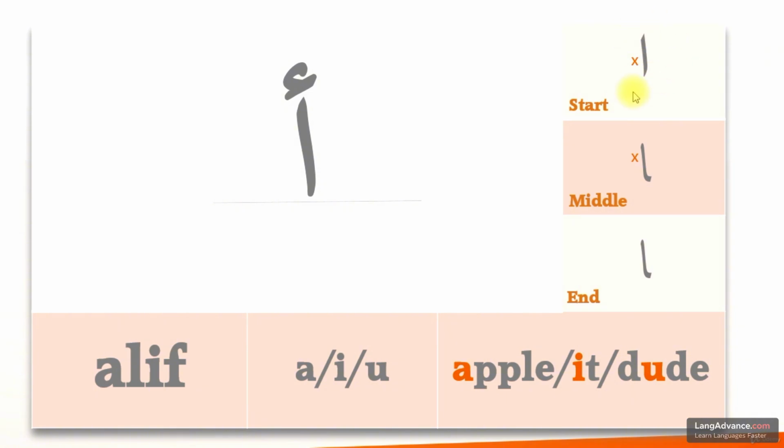So here we see the shape of the letter at the beginning of a word. I've added an X here to show that no letter can connect with the alif. So the X here is just to show that the next letter is never connected with the alif. When alif is in the middle of a word, it will have this shape. And the X here also means that there won't be any connection with the next letter in the word. And if alif is at the end of a word, it will have the same shape as in the middle.